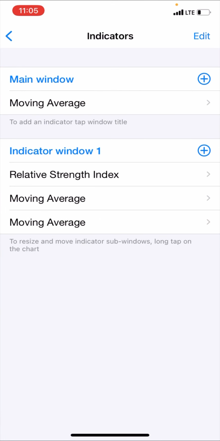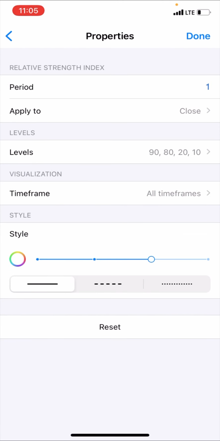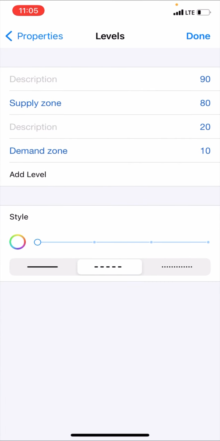We want to add the RSI, which is the relative strength index. Add period 1, apply to close. The levels should be 90, 80, 20, and 10. All right, the levels should be 90, 80, 20, and 10. So you simply add those levels.